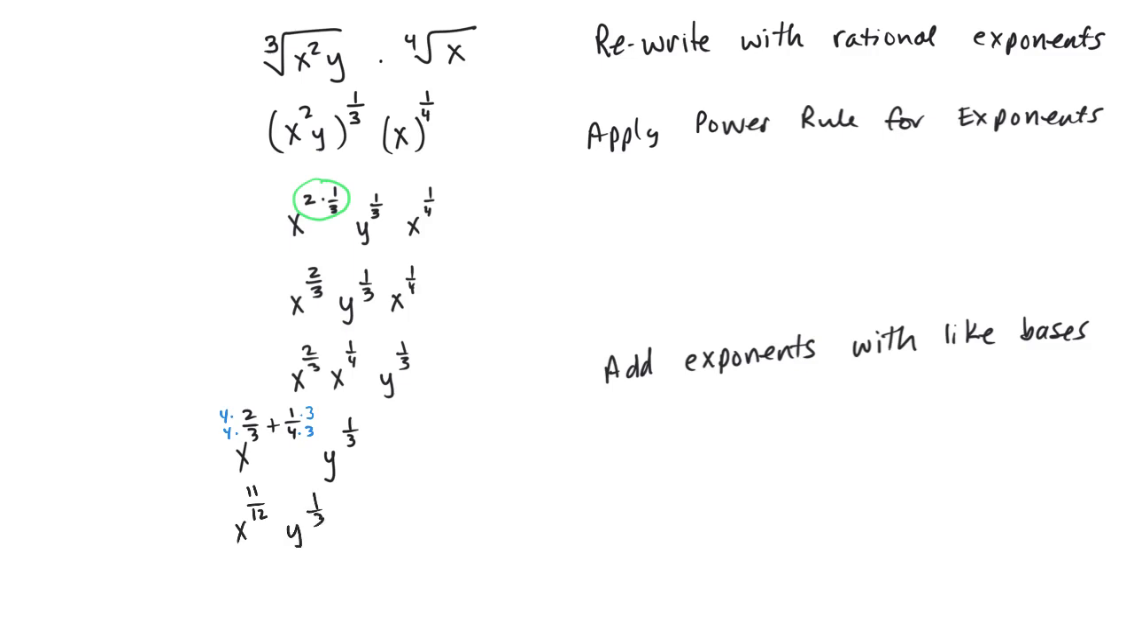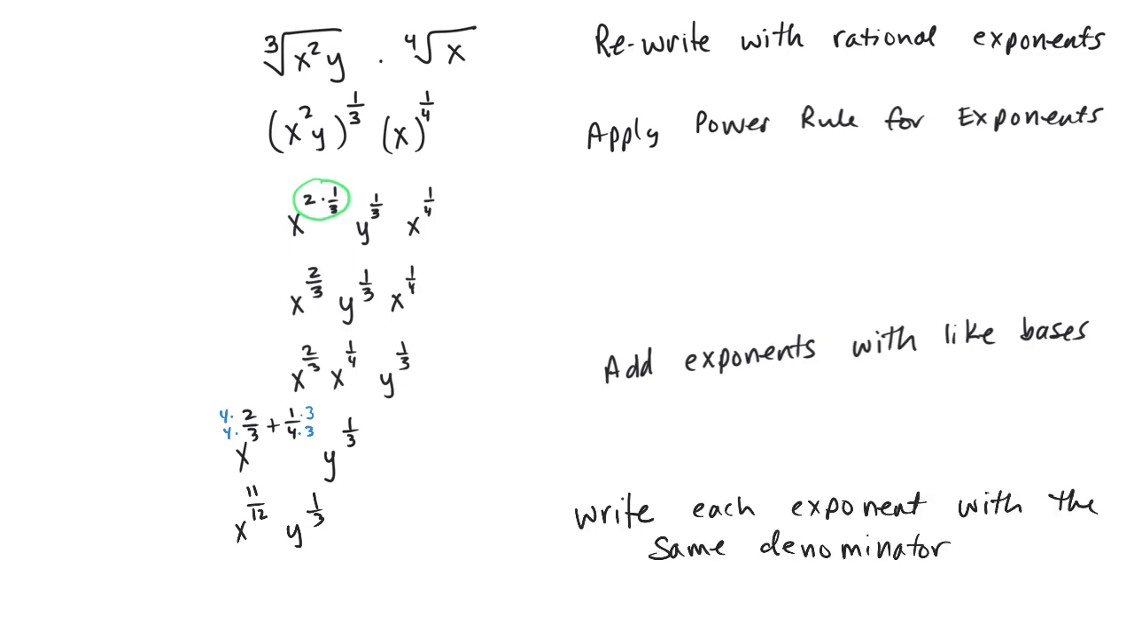The next thing we need to do is write each exponent with the same denominator. And the reason we want to do that is so that we can, at the end, write this in radical notation, so we've got the same indices. So if I do this in 12ths, I need to multiply that y to the 1/3. That 1/3 is going to get multiplied by 4/4. So I've got x to the 11/12 and y to the 4/12.